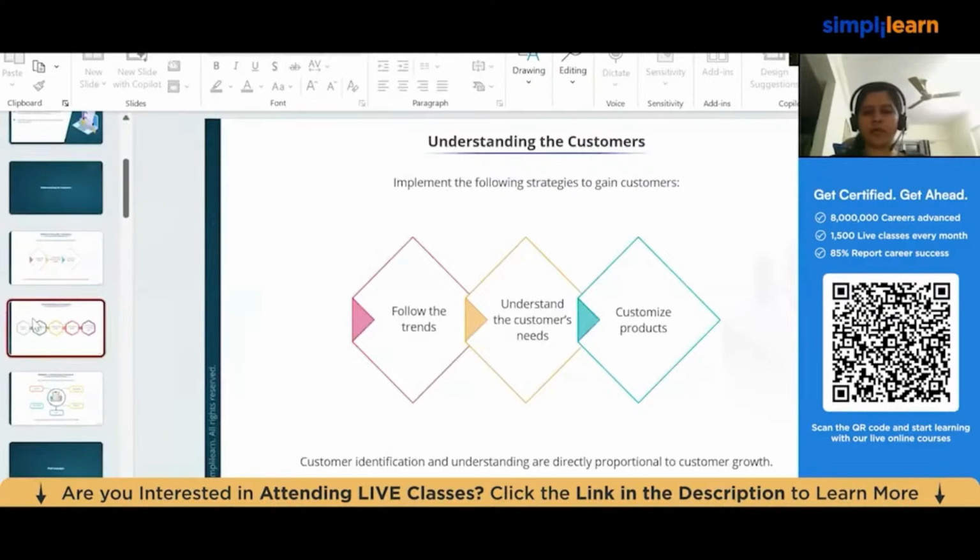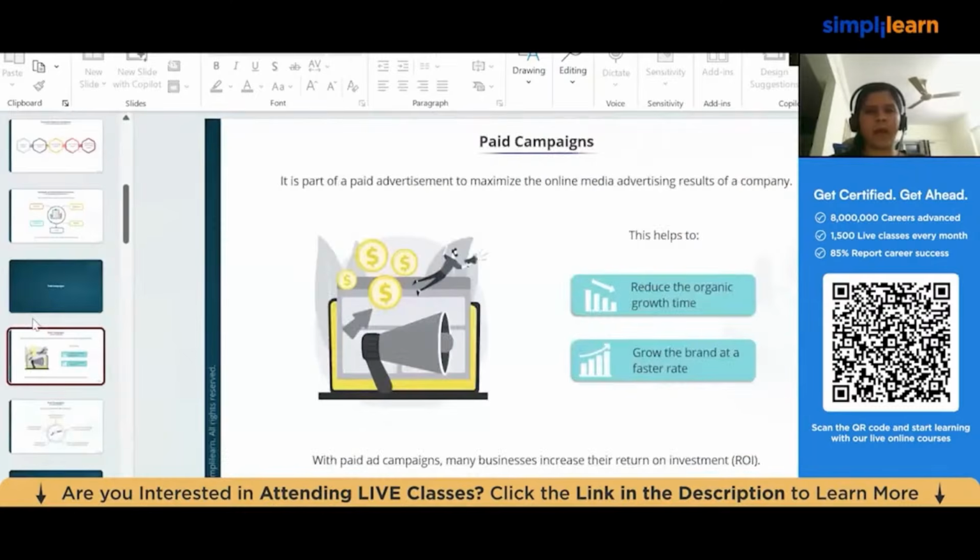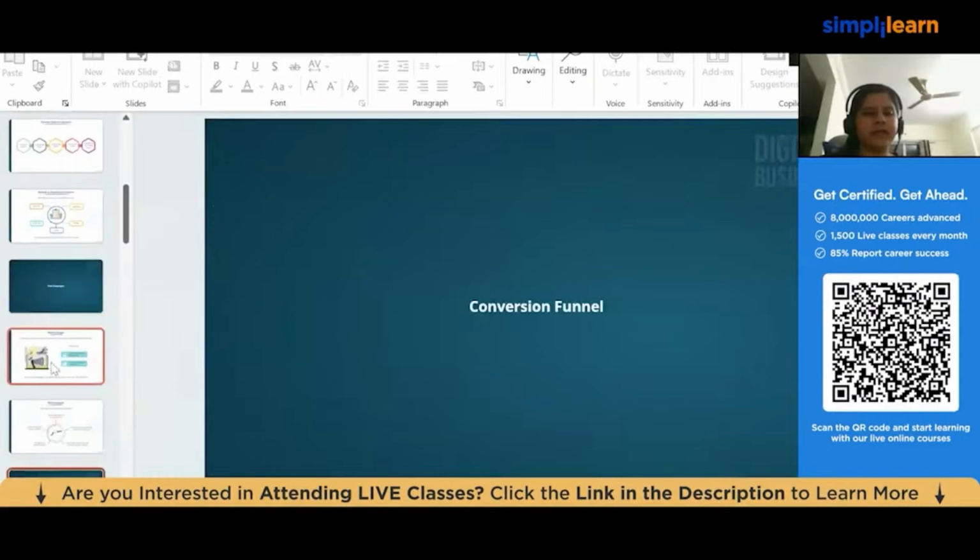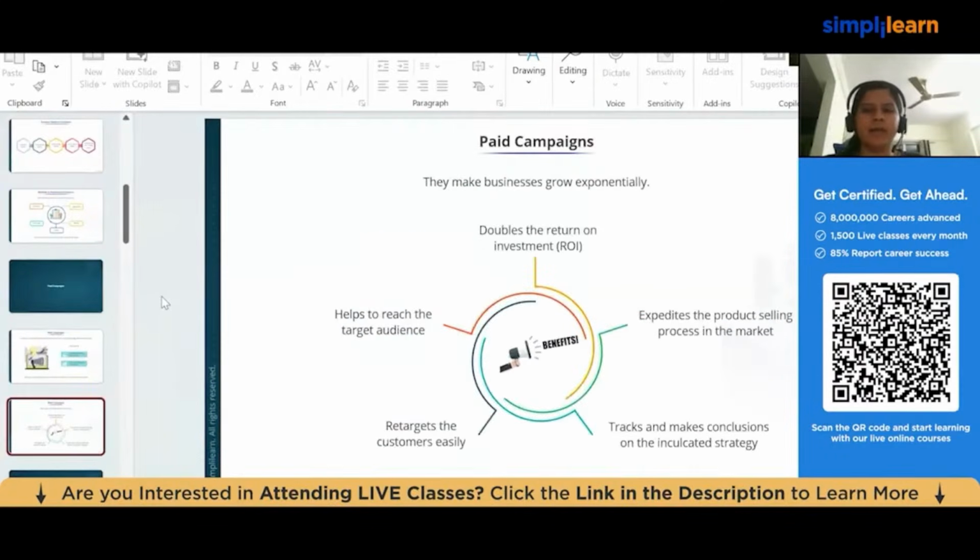So guys, let's go with the main part. I think I've already explained what paid campaigns are. Now, why people do paid campaigns, I have explained to you in very simple terms. It's all about growing your business, doubling the ROI for the brands that you're working with, selling out their product as soon as possible, and reaching out to a larger audience. You can do remarketing as well in paid campaigns, which is the best thing.